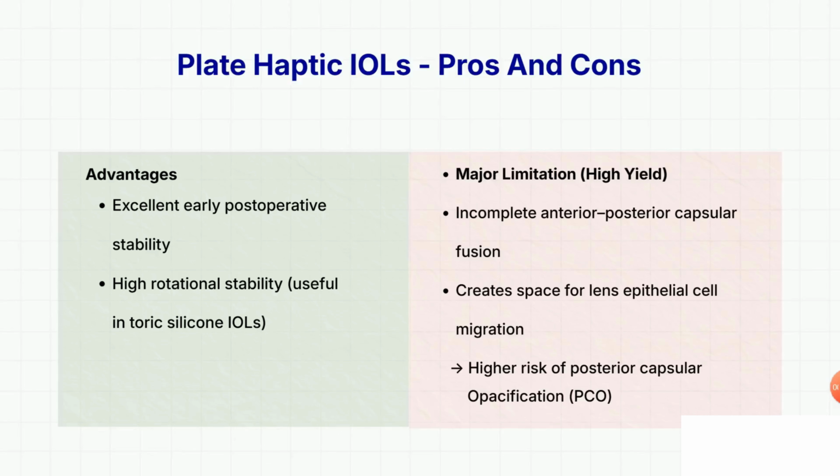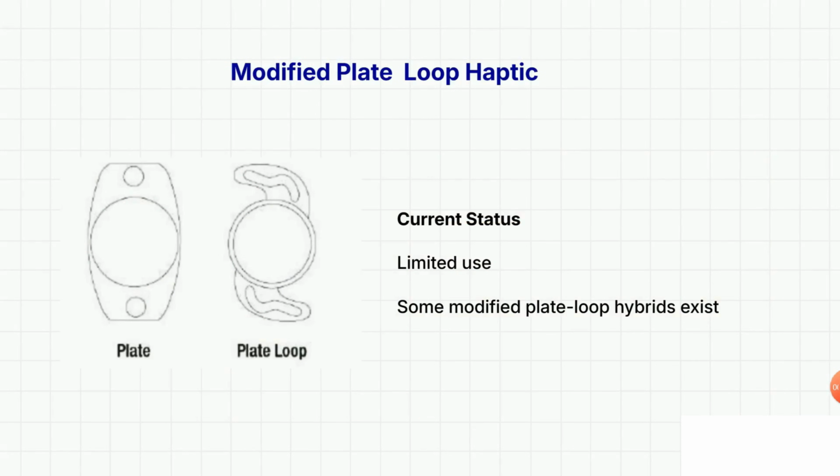They interfere with the complete fusion of the anterior and posterior capsule along the axis of this plate, and this leaves a potential space through which the lens epithelial cells can migrate, increasing the risk of posterior capsular opacification. Now, some manufacturers have attempted to improve this design using modified plate loop hybrids, which allow slightly better adaptability to capsular bag size variations while maintaining the stability. However, the plate haptics overall have become less popular compared to the open loop designs because of the PCO concerns.